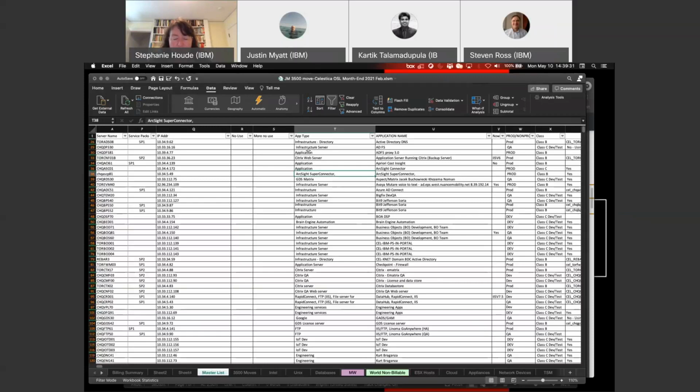Yeah. And then up here, we've actually got what appears to be 3 servers who are doing a similar type of thing, each one of them described in a different way. Infrastructure directory, infrastructure server. Well, I know it's a server because this is a server row, and something called application. They're all part of Active Directory.